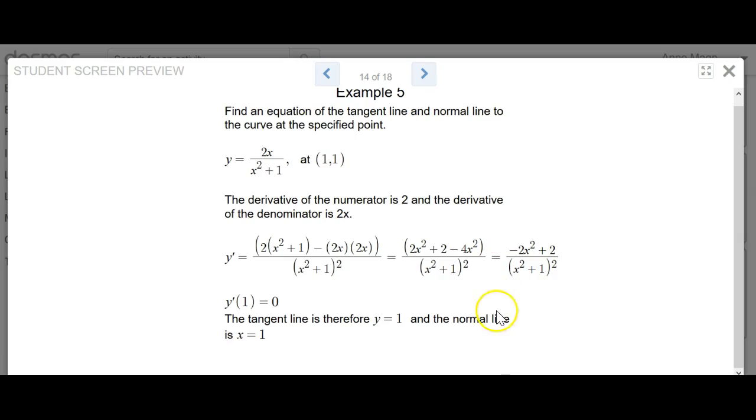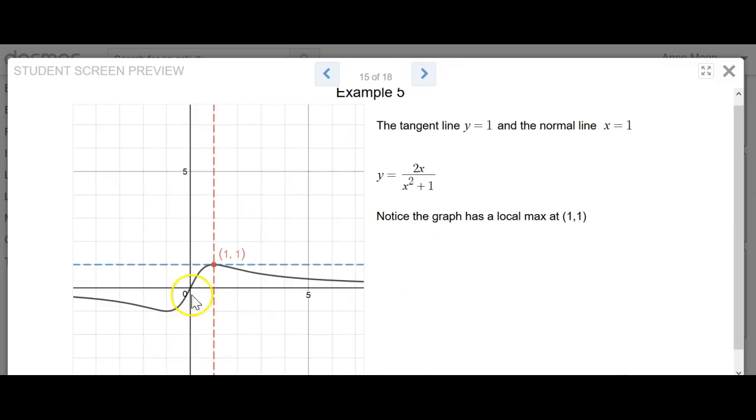So we have a horizontal line through y equals 1. So this graph must have a minimum or maximum there. And then the normal line is the line that is perpendicular, and of course a vertical line is perpendicular to a horizontal line. Since it goes through the point (1, 1), the normal line must be x equals 1. And there you can see that graphically. That was a local max. And there's our tangent, and there's our normal.